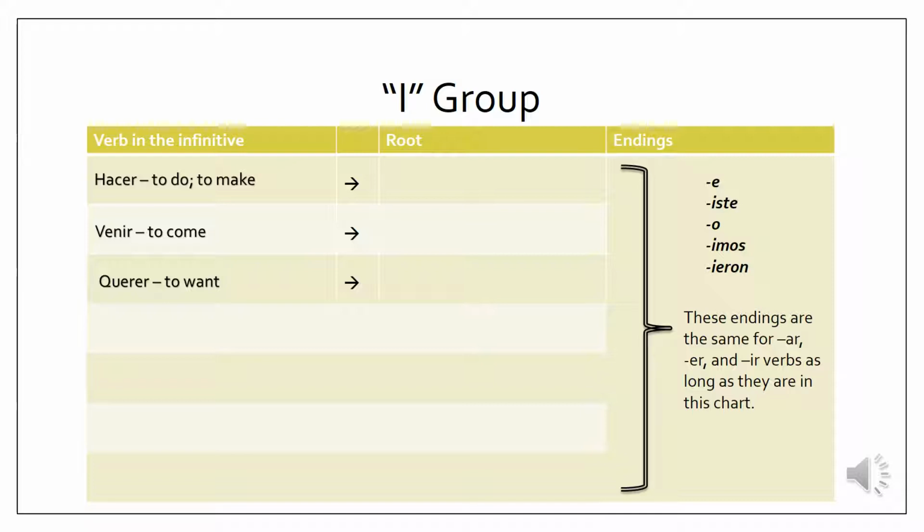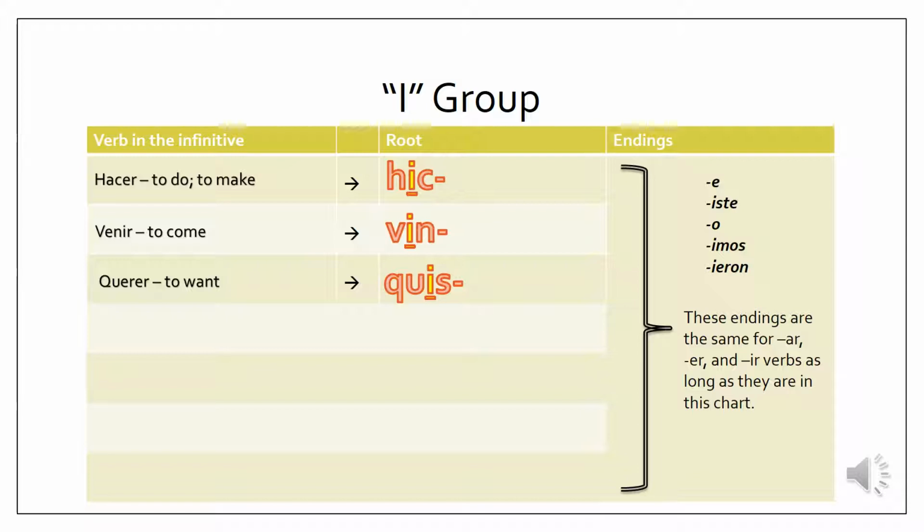hacer, venir, and querer. And if you look to the far right in the chart, you're going to see that they use the same endings as our U group verbs did. Now these are going to add an I in. So for hacer, our root becomes hic. For venir, it becomes vin, and for querer, it becomes quis. And then you would add the endings in the right-hand column.